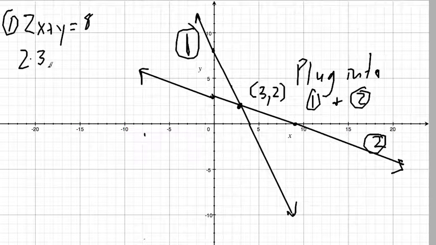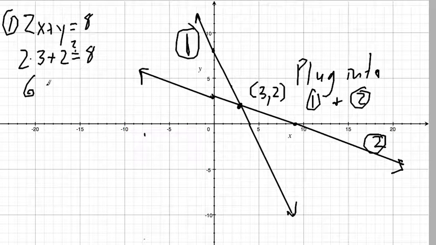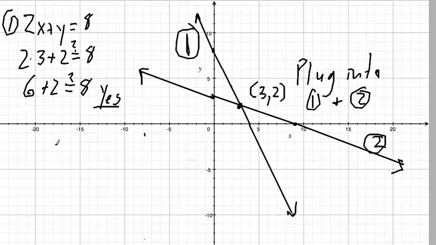So 2 times 3 plus 2, is that equal to 8? Just put a question mark over the equal sign to say, hey, is this true? So 2 times 3 is 6 plus 2. Is that equal to 8? Yes, it is equal to 8. Great. So that makes me happy.